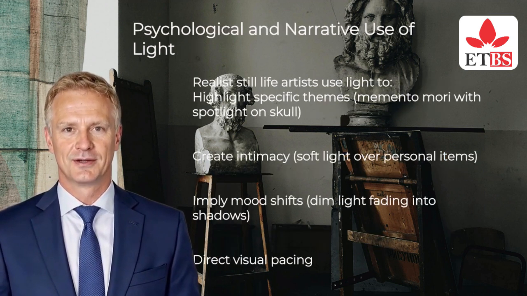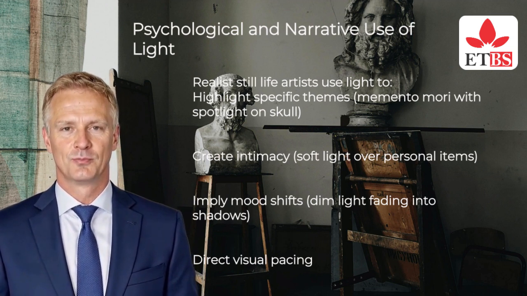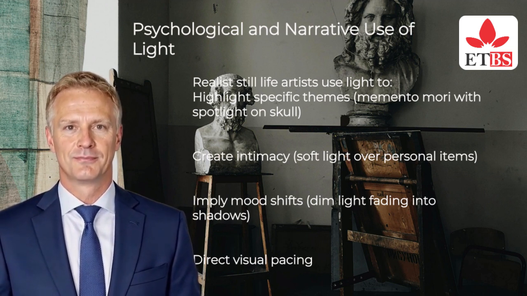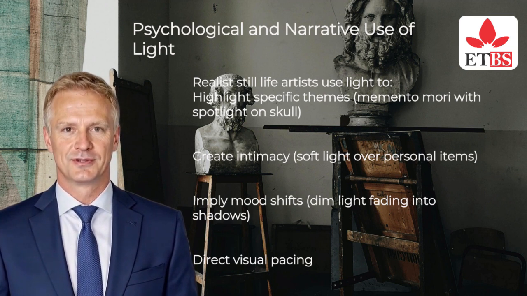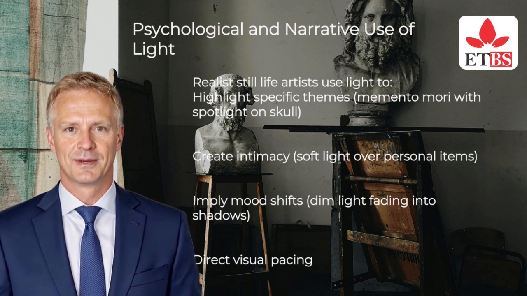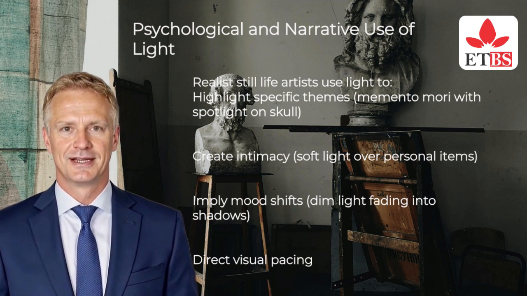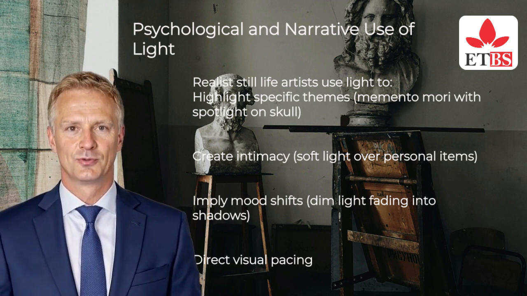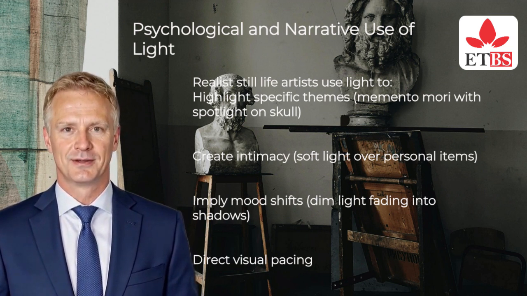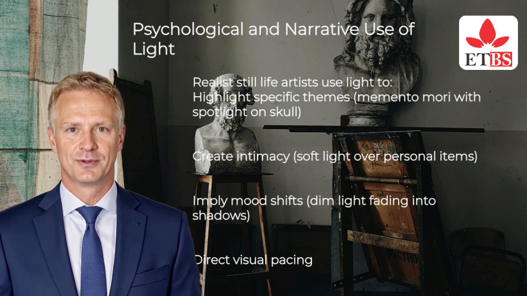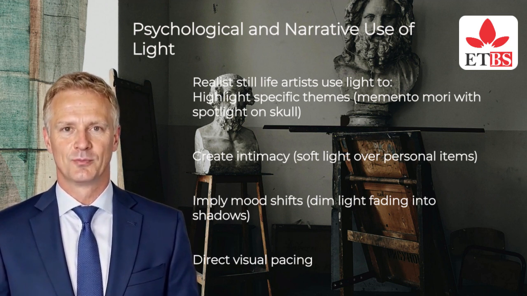8. Psychological and narrative use of light. Realist still life artists use light to highlight specific themes: memento mori with spotlight on a skull, create intimacy with soft light over personal items, imply mood shifts with dim light fading into shadows, and direct visual pacing. Light becomes a storytelling agent, shaping what is seen, what is hidden, and what is suggested.